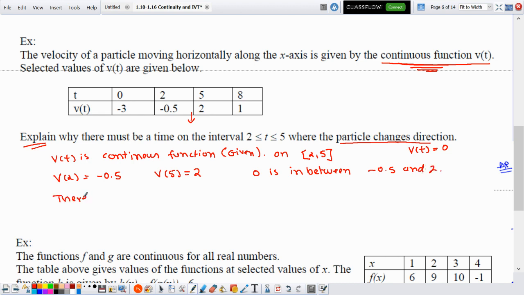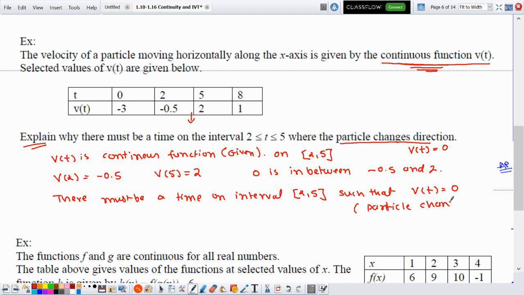There must be, copy the statement, a time, copy all the statement, copy it again, on the interval 2 to 5, such that v of t is 0. In other words, the particle changes direction. Conditions, conclusion: two conditions, 1 and 2. And this is the conclusion. You can write it in bullet form or you can write it as it is.